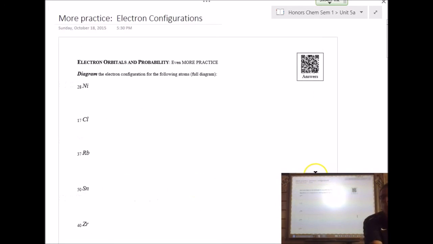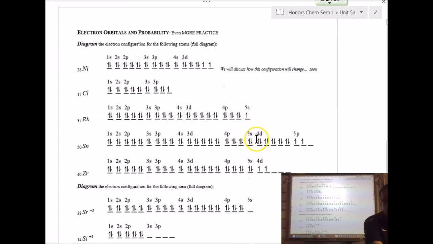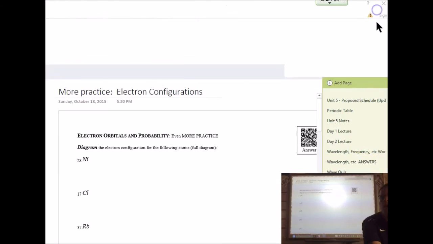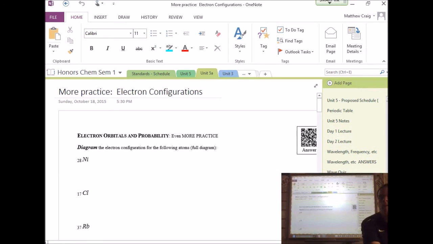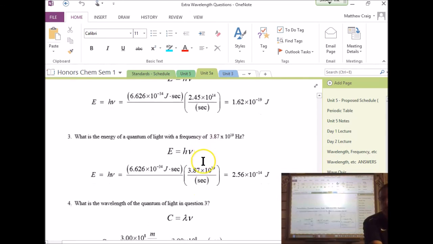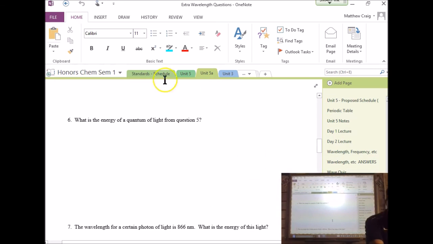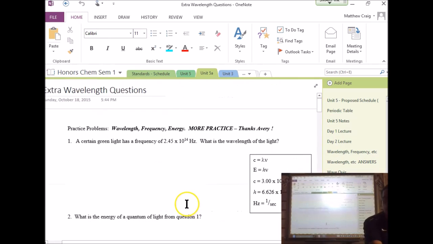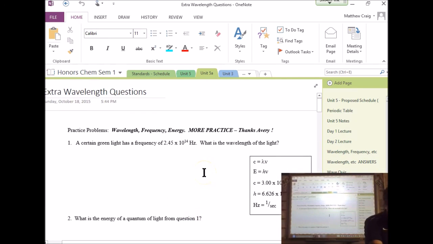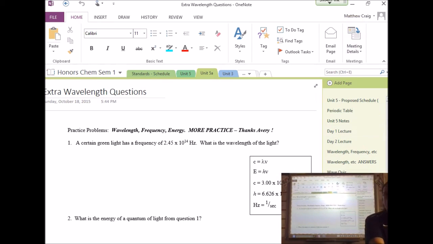I do have more practice. I have more electron configuration practice. Answers are right below. I also have more math. The answers are right below. So there is more practice. I will not check these. These are optional if you need them. But the answers are right there. No, they are. Hopefully they're in your notes.